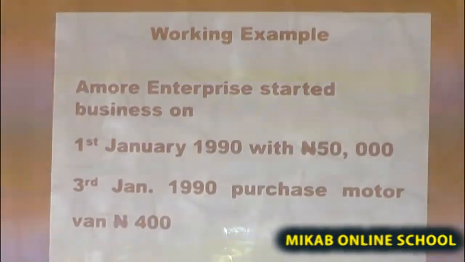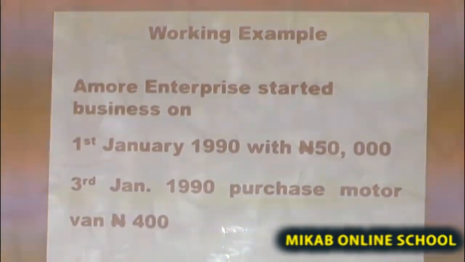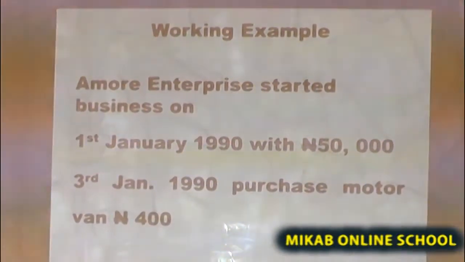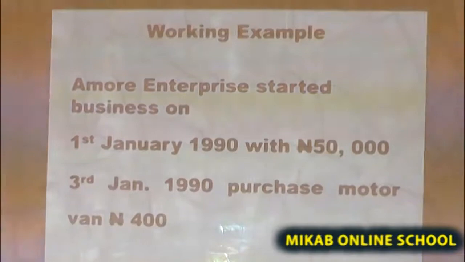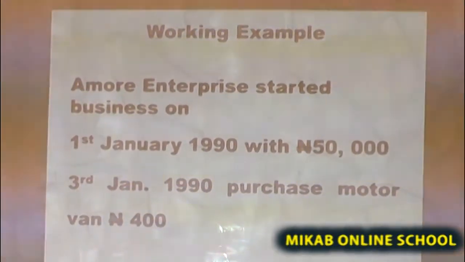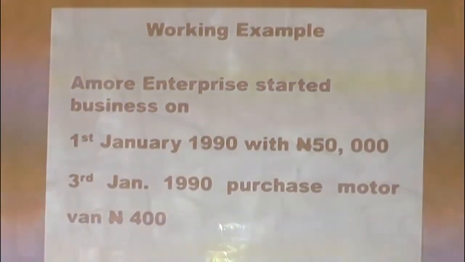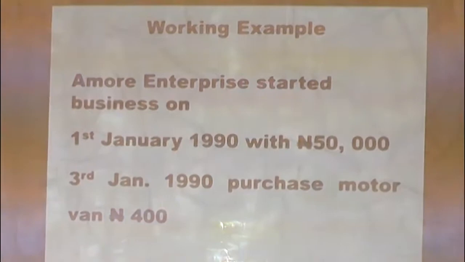So it's important to read before solving. On the 1st of January 1990, start with 50,000 naira. On the 3rd of January 1990, purchase motor van 400 naira. Please don't mind the value, you can buy motor van 400 naira. It's just an illustration. Next, we have on the 5th of January 1990, sold goods for cash.